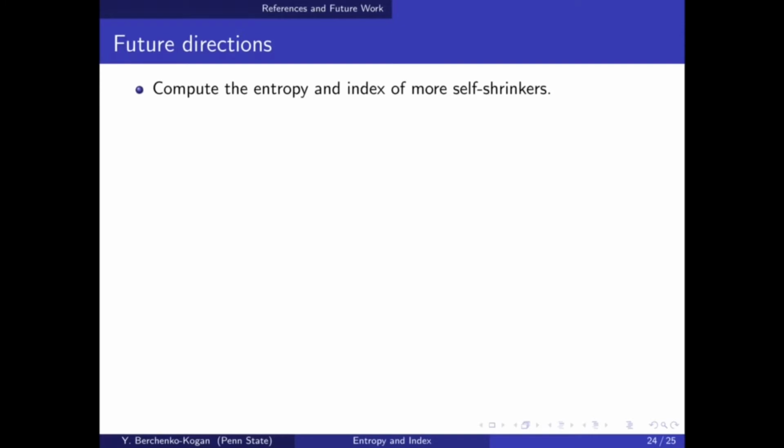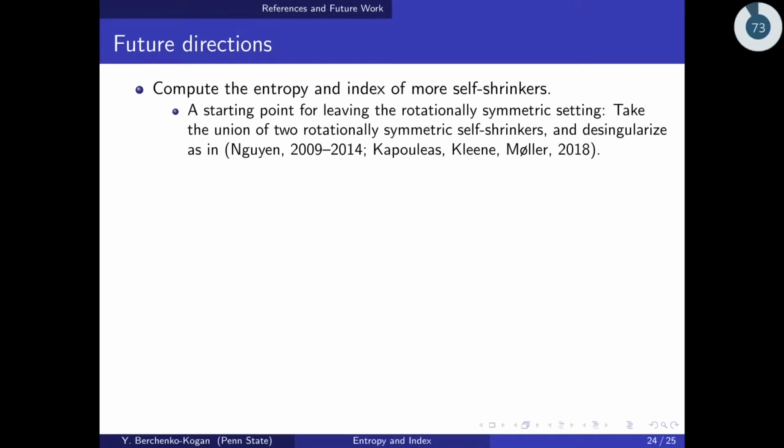So one thing is, well, I've computed the entropy and index of the Angenent torus, but there are more self-shrinkers, and you can compute the entropy and index of those. One thing that makes the Angenent torus a good starting point is that it's rotationally symmetric, but there's a gentle way to wean ourselves off of the rotational symmetry, and that is to take two rotationally symmetric self-shrinkers, for example, take the sphere and the Angenent torus, and take their union.